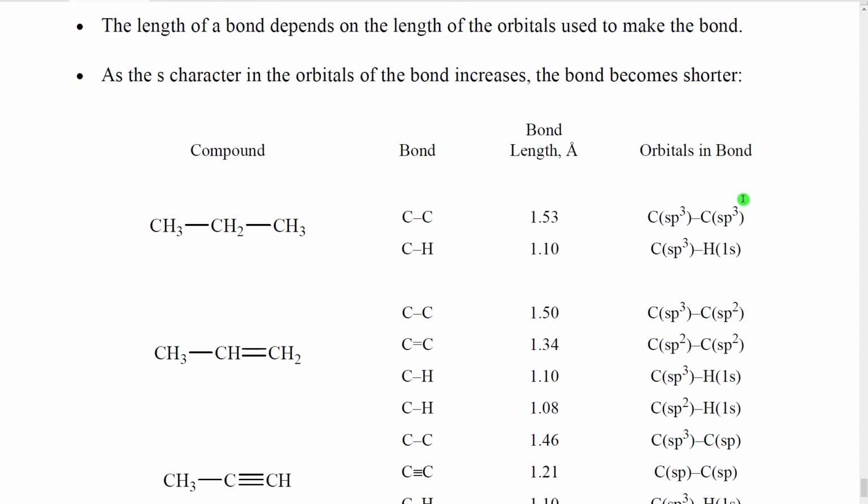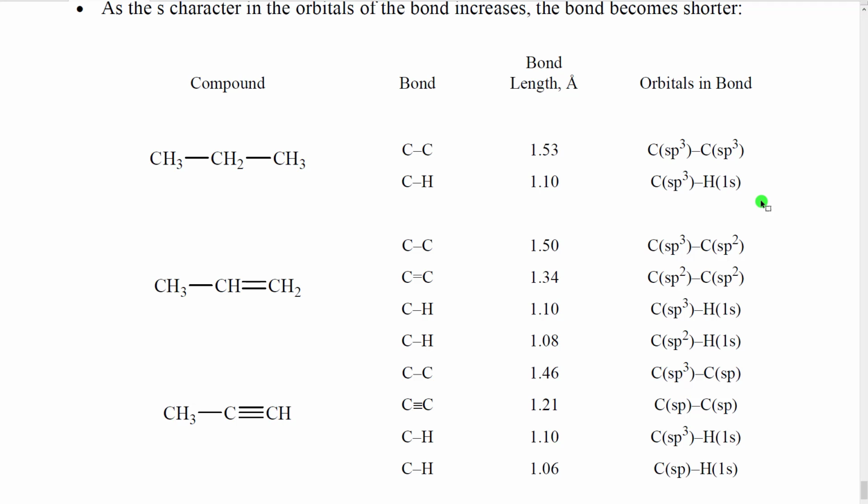All right, let me show you some examples. Now, you are not required to memorize these numbers. Let me make that clear. All I want you to do is learn the trend, right? And the trend is the more p character there is, the longer the bond. As we remove p orbitals from our hybrid, the bond gets shorter and shorter and shorter.